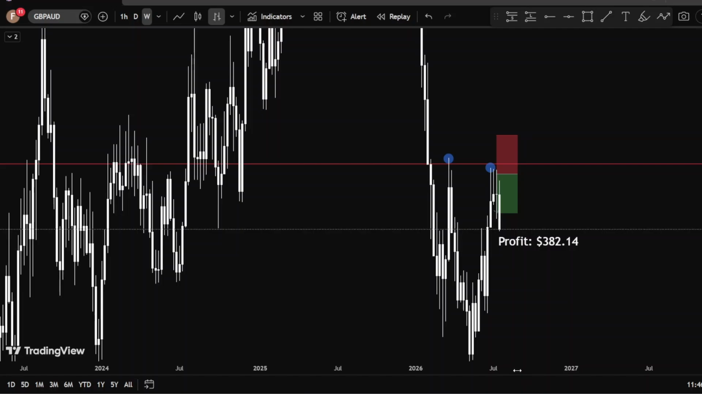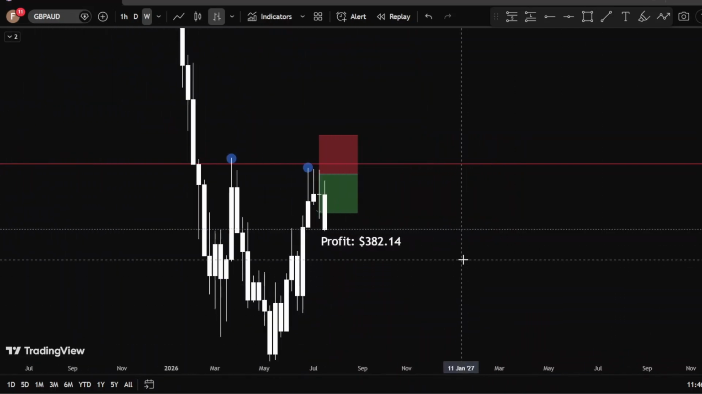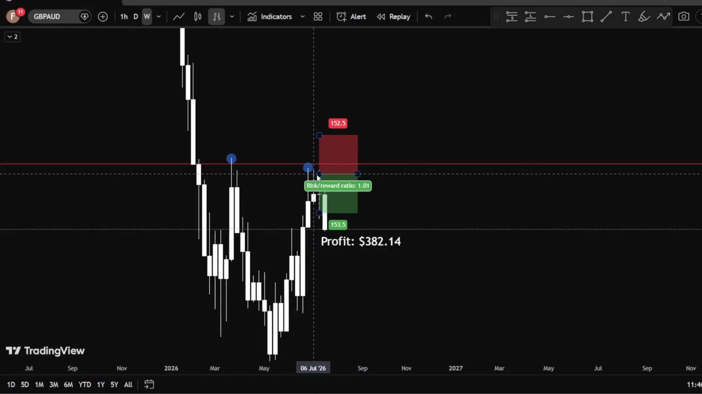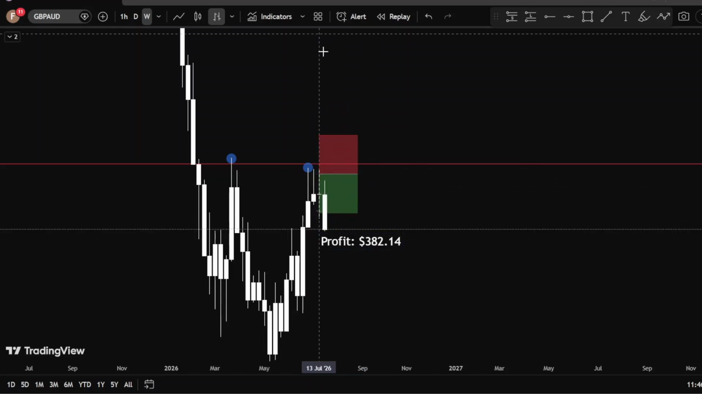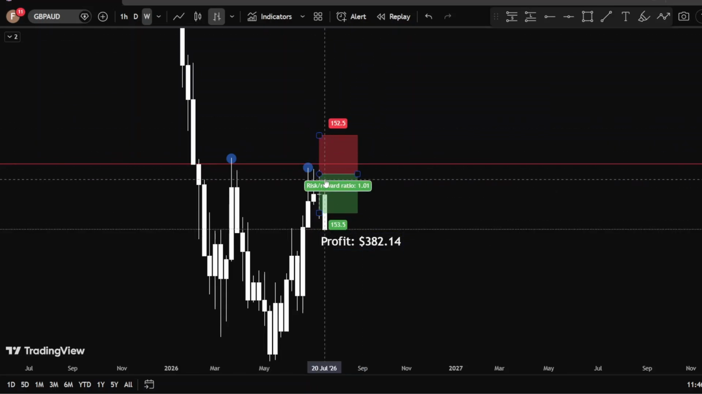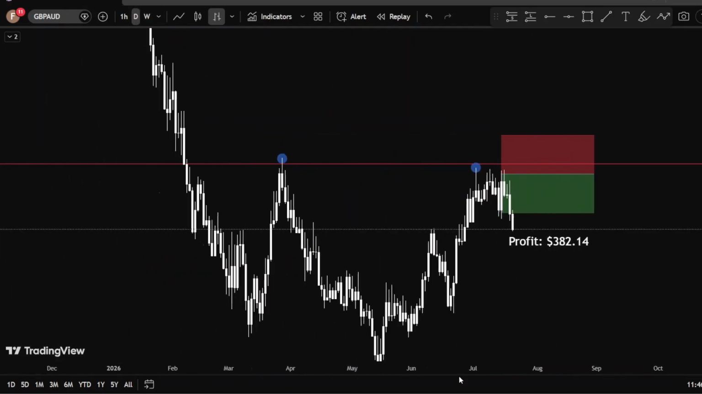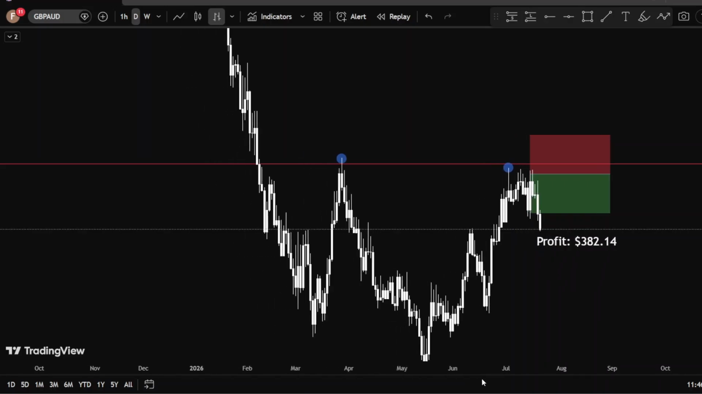You can see it makes sense on the weekly as well. Came in here again into this zone. This is a zone, and I entered here last week. Monday this week we hit the target. So yeah, that's it. I made 382 on this one.